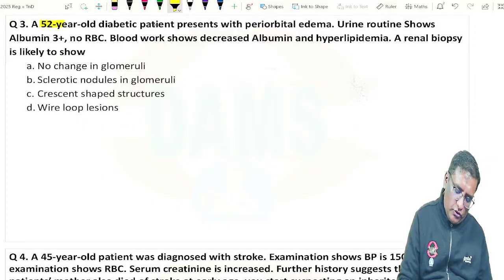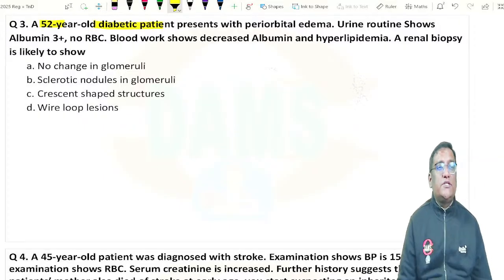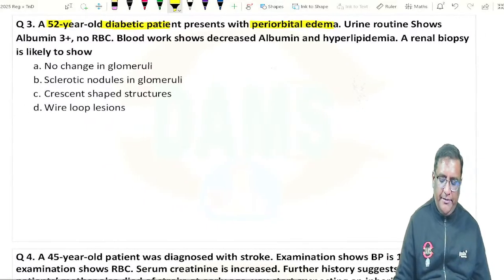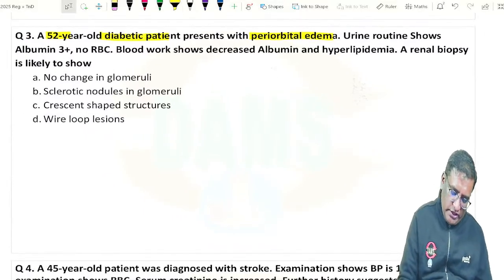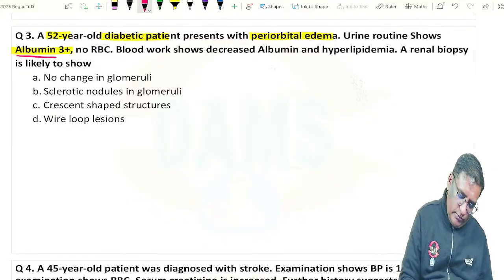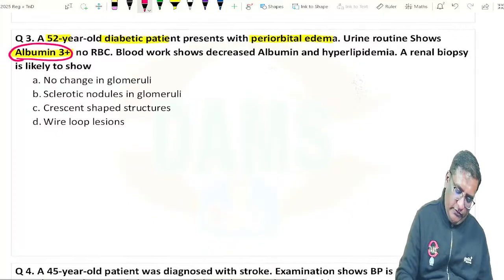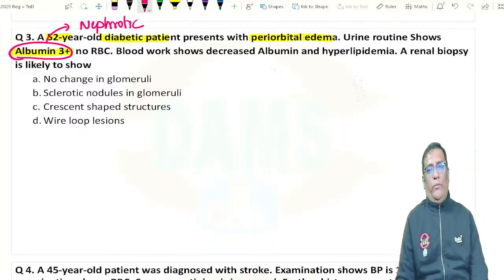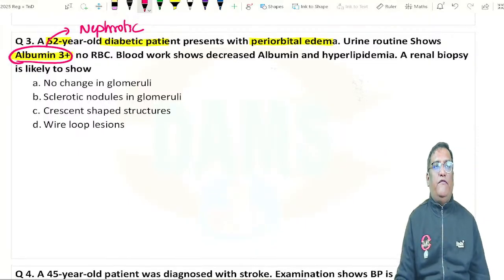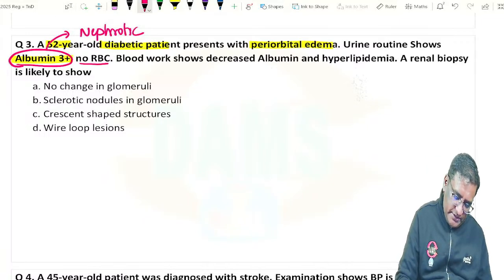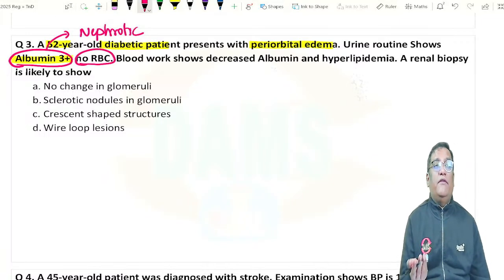A 52-year-old diabetic patient presents with periorbital edema. Again a renal edema. Urine routine shows albumin 3+. The moment urine routine is showing albumin 3+, I am going to suspect what in the kidney? It is a feature of nephrotic syndrome, isn't it? And there is no RBC. That confirms that it is nephrotic, not nephritic.